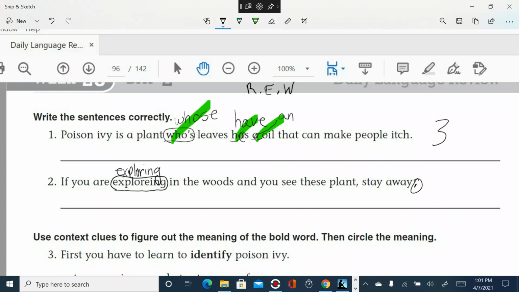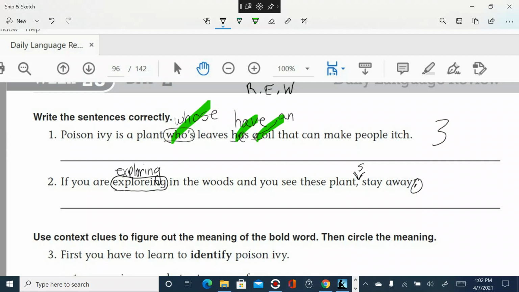If you're exploring in the woods and you see these plants, stay away. Braden, what is it? Change these to those. No, let's leave these. What do we need to do with plant, though? Listen to it. If you're exploring in the woods and you see these plants, what do we need, Braden? An S? Yes, we need an S. Right? Because these suggests plural, right? If you are exploring in the woods and you see these plants, stay away. But I did, if you see this plant.